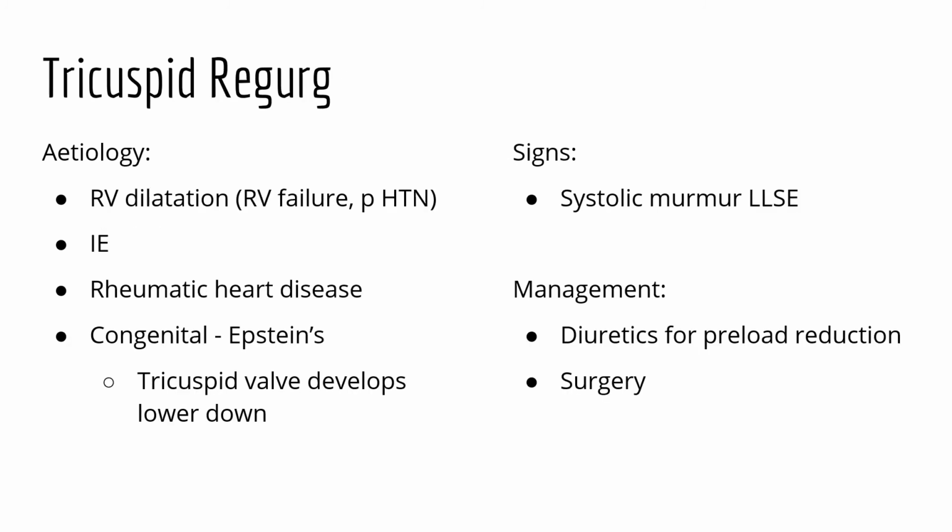Tricuspid regurg, the etiology can be because of right ventricular dilatation after failure or pulmonary hypertension, infective endocarditis, in particular intravenous drug users, rheumatic heart disease, and also congenital such as Epstein's anomaly, and this is where the tricuspid valve develops lower down in the heart. In terms of signs, systolic murmur on the left lower sternal edge, and management, again diuretics to reduce the preload, but ultimately surgery.